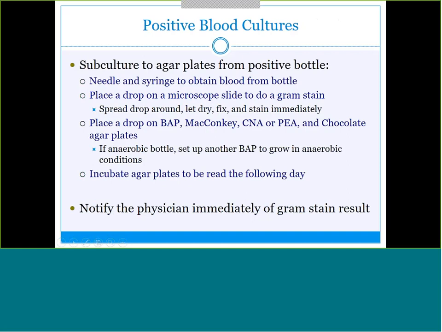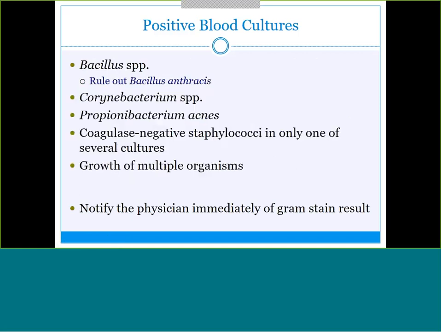Once we're done with the gram stain, and we get that out to them immediately and tell them there's a positive blood culture, here's the gram stain, we are going to plate it because we need to grow the sucker out. So you're just going to take a needle and syringe, get a little blood back out of the blood culture bottle. You place the drop on the microscope slide to do the gram stain, and then the other you're going to plate to everything because we don't know what's growing, so we want to make sure we can figure it out. So we're going to plate to blood agar, MacConkey, a CNA or PEA, and chocolate. If it's the anaerobic bottle that's positive, you're also going to plate to an anaerobic blood agar. Then you incubate, and we're going to begin to work up these agars the next day just like normal.